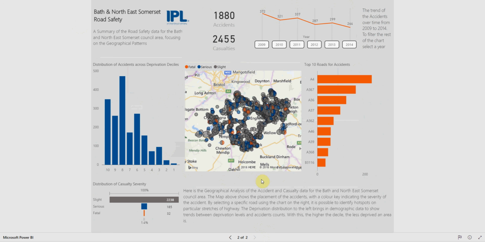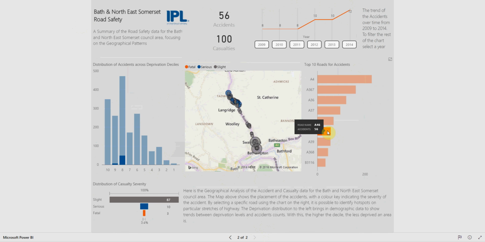So let's investigate a particular road. Let's say that there have been a number of questions raised about a potential accident black spot on the road, in this case, the A46. Let's see if this is supported by the evidence. By selecting the A46 here, we can see where on the road the accidents are occurring.